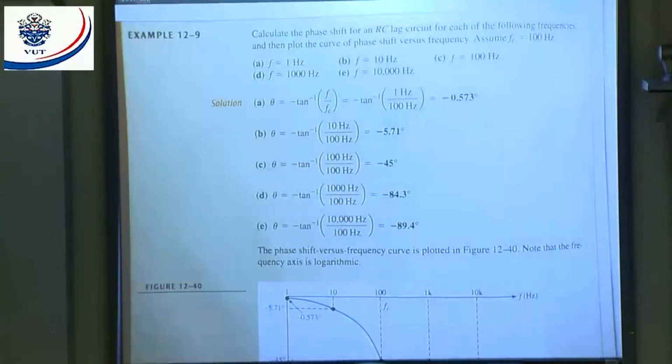If I plot frequency against phase shift, you can see at low frequencies I have a very small phase shift, and as the frequency increases, my phase shift also increases, approaching minus 90 for that one stage.